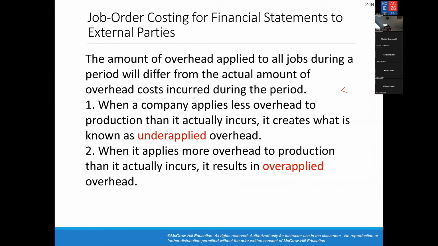And then it's vice versa. If maybe I overestimated and I came up with an allocation of $100,000 that I've costed to the job, and the result, that just means that I've overapplied it because I have too much. My actual is less. Does that make sense?